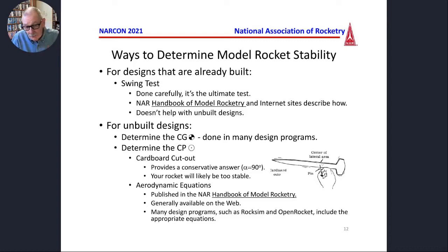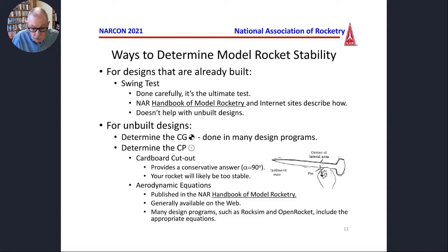And for designs that you haven't actually built yet, the first thing you need to do, of course, is determine the center of gravity of the rocket, theoretically and by calculation. It is basically a case of determining the center of gravity of all the components of the rocket, the engine, the nose cone, the fins, parachute, and body tube. The center of gravity is often provided by the manufacturer of individual items, or you can determine the center of gravity of a shape like a fin by making a cardboard cutout of it and then balancing it to determine what its center of gravity is.